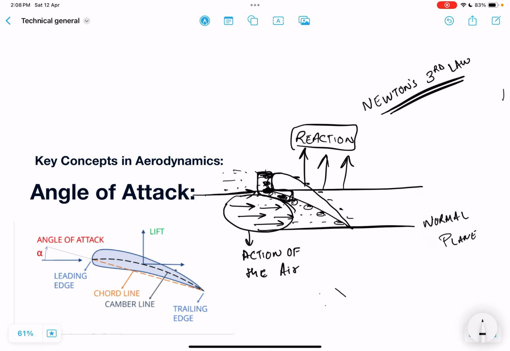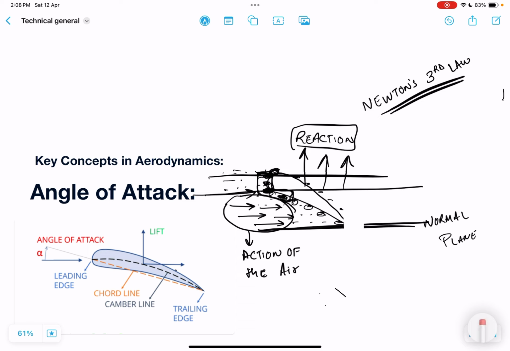So the point is this. If this is the normal plane, the point is this. If this is the normal plane, the point is this. So wherever the normal plane is, depending on the aircraft wing structure, dihedral or whatever you want to call it, the angle of attack is going to be there.